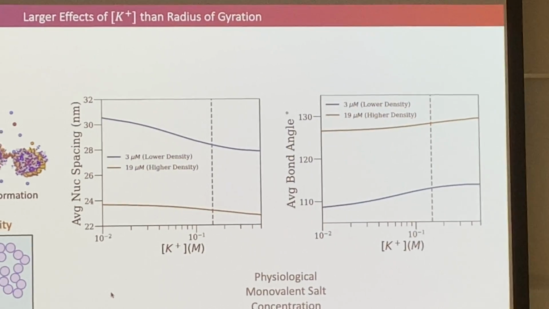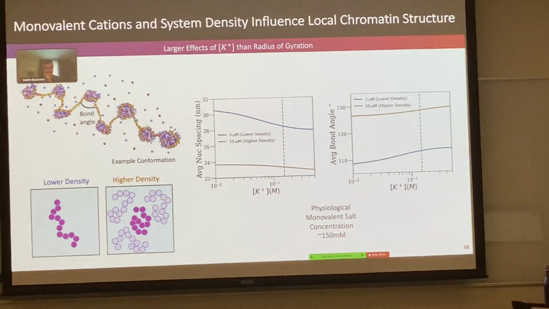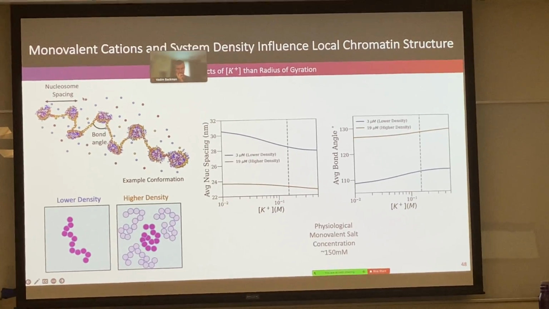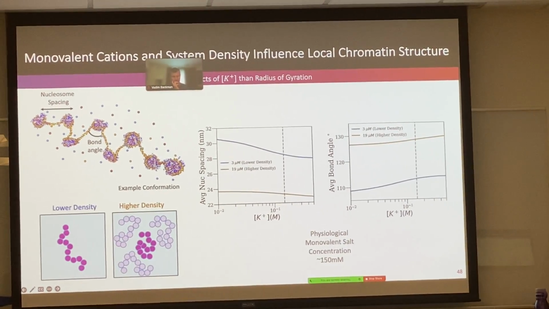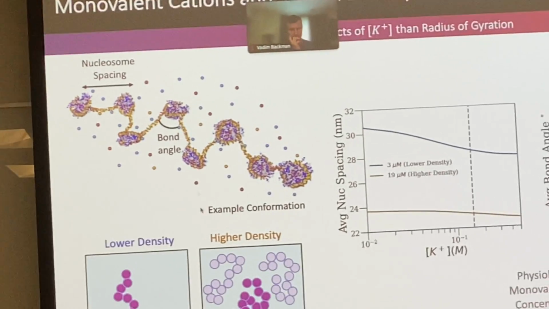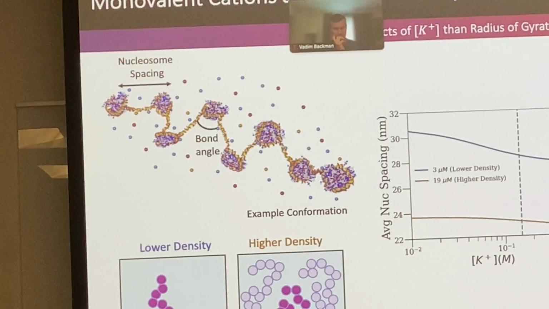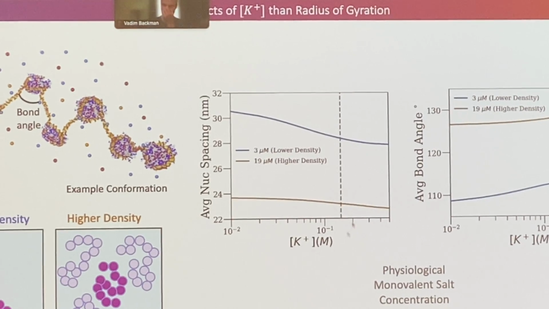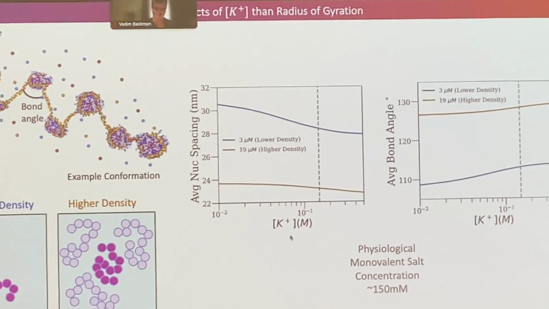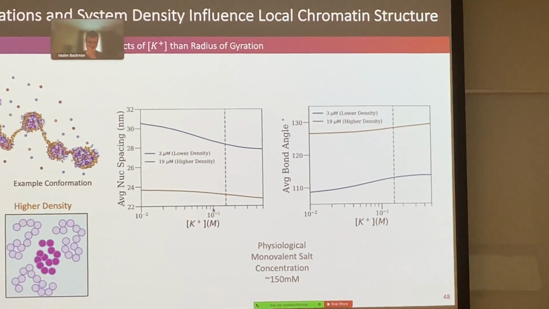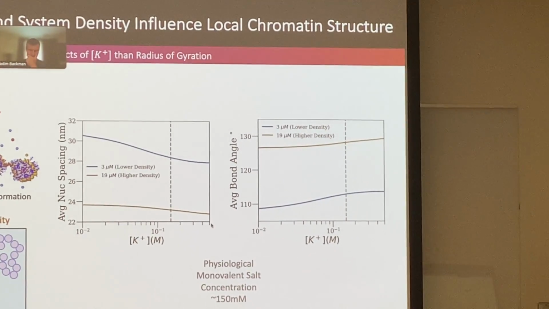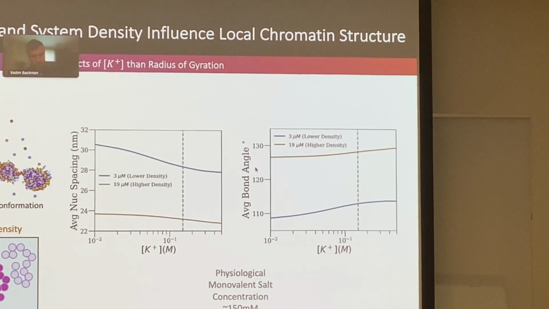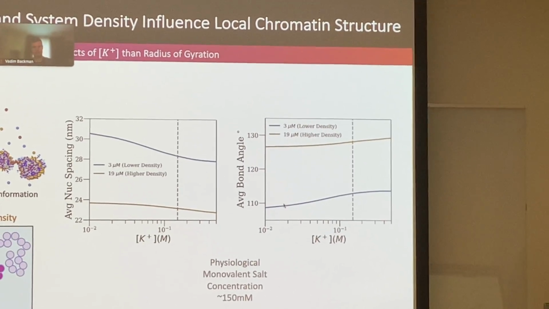So finally, we wanted to look at these effects for local chromatin structure. So we see, first of all, these average changes in local structure, the nucleosome spacing between the neighboring nucleosomes, as well as the bond angle between neighboring trinucleosomes. And we can see here, I think the most interesting thing is that the higher density system is more sensitive to changes in potassium concentration for these more local structural descriptors. So you can see the average nucleosome spacing decreases with increasing potassium concentration, but still this is even more pronounced for the lower density system. And this is true for the average bond angle.